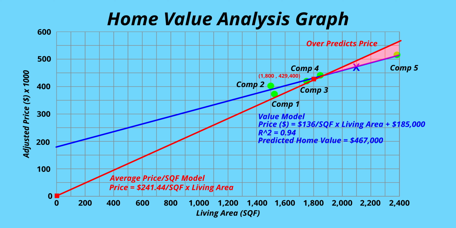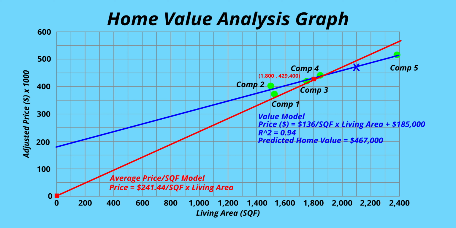The consequence of this is that the average price per square foot model overpredicts the value of homes that are greater than the average living area of the comparisons. Since the living area of the subject property is 2,081 square feet, and the comparisons have an average living area of 1,800 square feet, the average price per square foot model will overpredict the real value of the subject property.